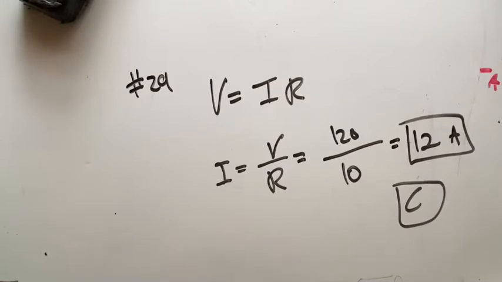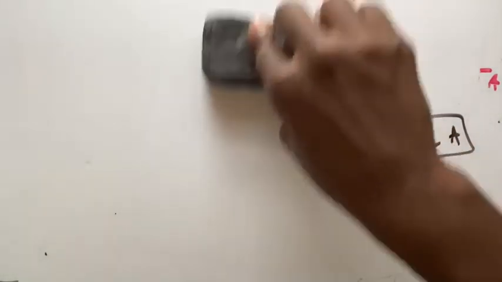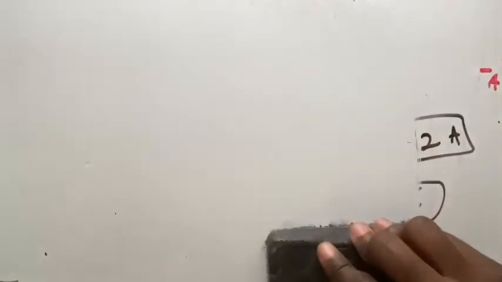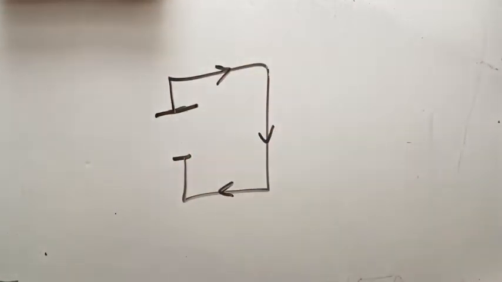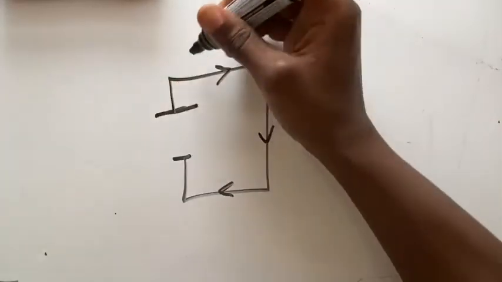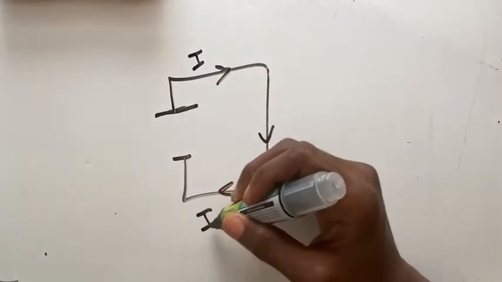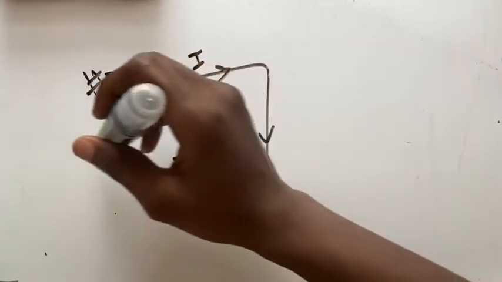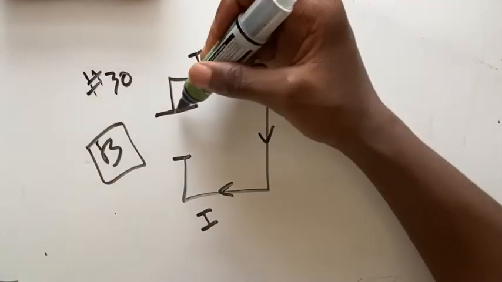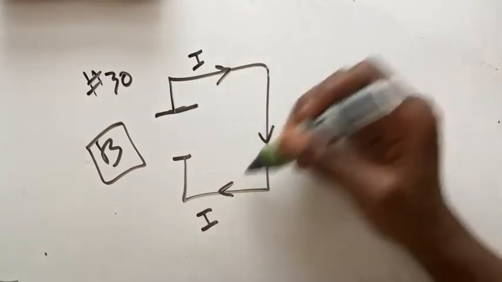Number 30 says, compared to the amount of current that flows from a battery into a circuit, the amount of current that returns to the battery is, well, if we have this battery connected to the wire, we know some current comes out of it over here, and that same amount of current always goes back to the battery. So for number 30 the answer is going to be B, the same. The same amount of current that flows out is the same amount of current that flows in.